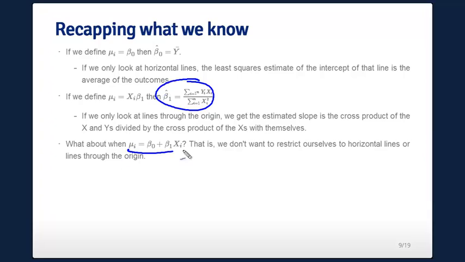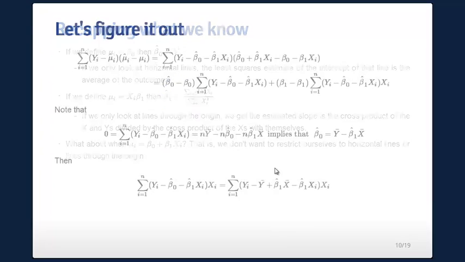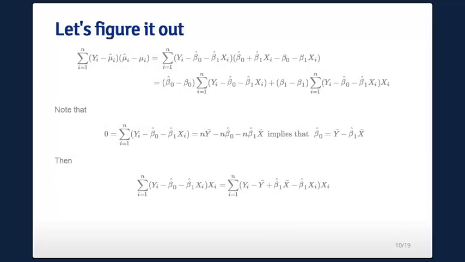What about when we have an intercept and a slope? That is, we don't restrict ourselves to horizontal lines or lines through the origin. That's when we get to real regression. Let's figure it out. Okay, so remember we need that to be equal to 0. So let's plug in beta naught and beta 1. Here our mu I is equal to beta naught plus beta 1 xi, and mu I hat is just equal to beta naught hat plus beta 1 hat xi.